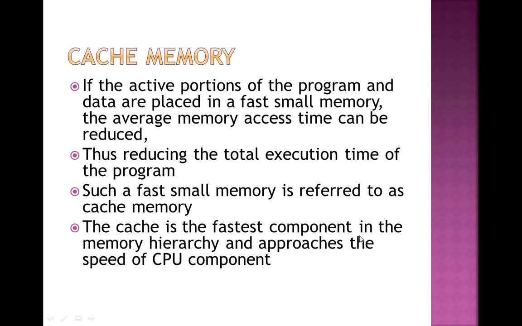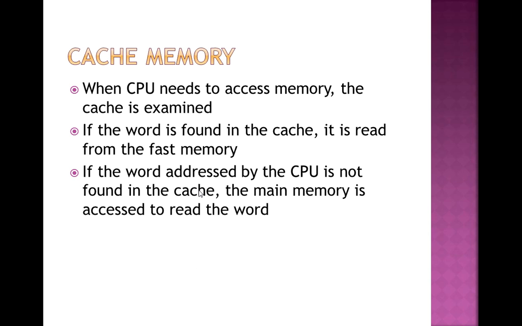So the cache memory is the fastest component in the memory hierarchy and approaches the speed of the CPU. I have discussed already that the CPU is much faster than the main memory and the secondary memory. The next point says when the CPU needs to access the memory, the cache is examined. If the word is found in the cache, it is read from the fast memory. If the word addressed by the CPU is not found in the cache, the main memory is accessed to read the word.